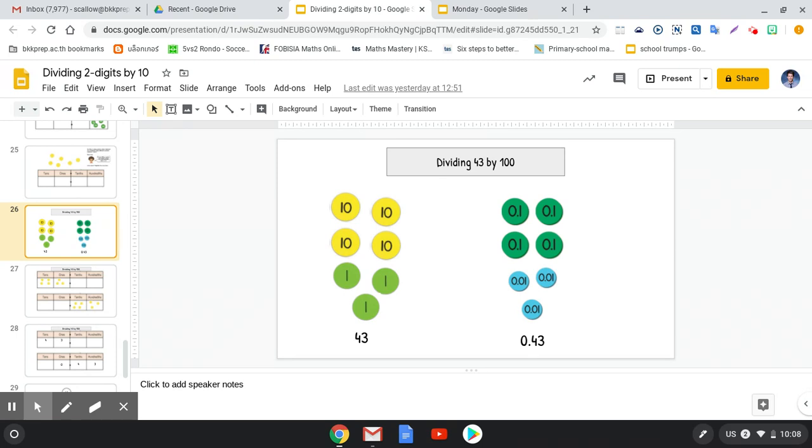My first one is using place value counters. So here I have 43 made out of 4 tens and 3 ones. And on the flip side, next to it is 0.43, which is 43 100 times smaller, and you'll see everything's been divided by 100. So I've got 4 0.1s instead of 10, and I got 3 0.01s or hundredths instead of ones.